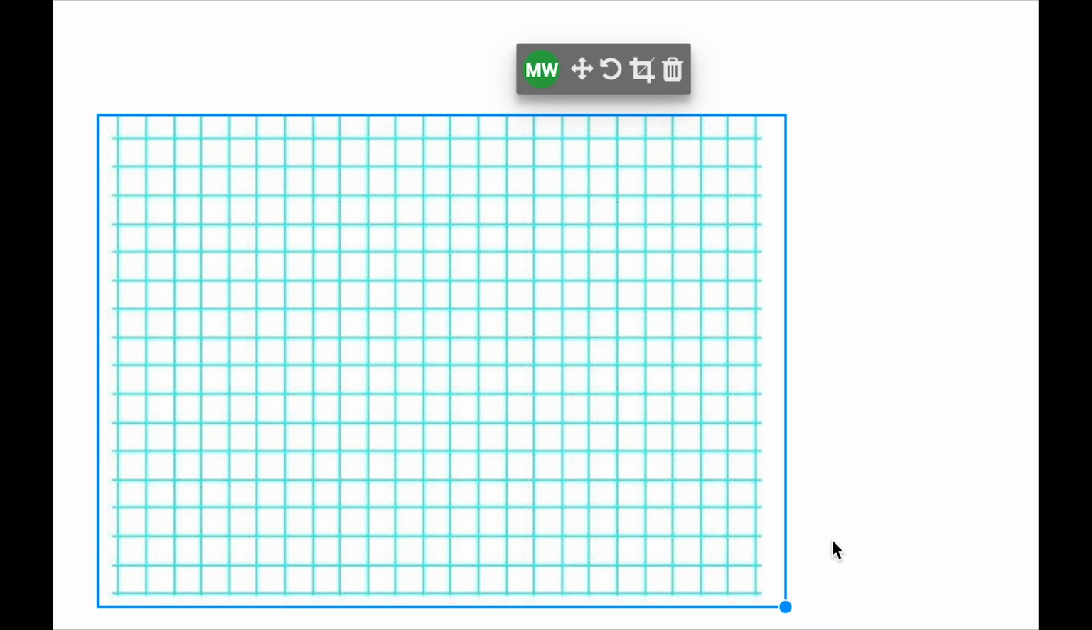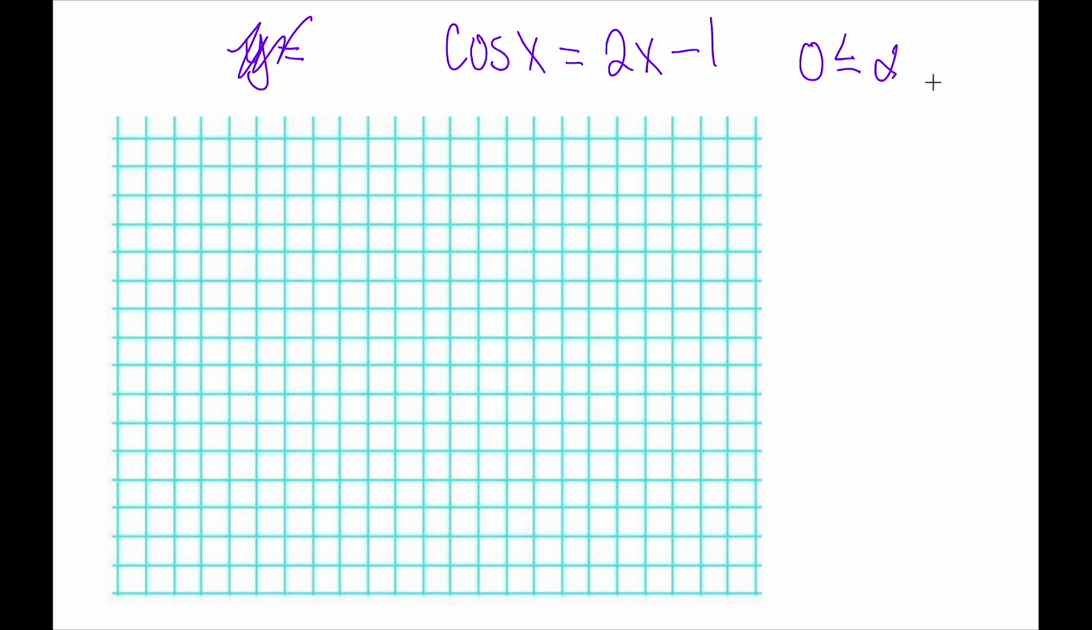Okay. So here, the equation will say cosine x equals 2x minus 1. It has a root that is greater than or equal to 0 and less than or equal to pi over 2. So you'll be asked to graph both of these equations. Y equals cosine x and y equals 2x minus 1.